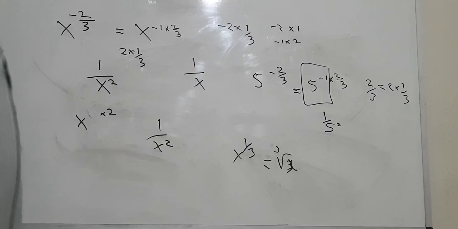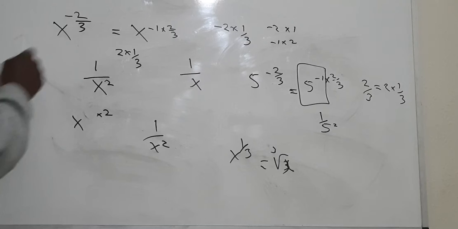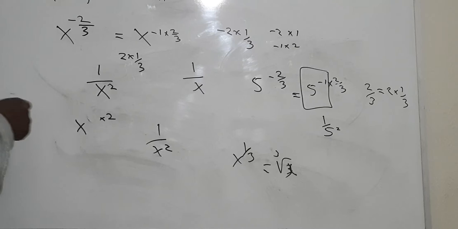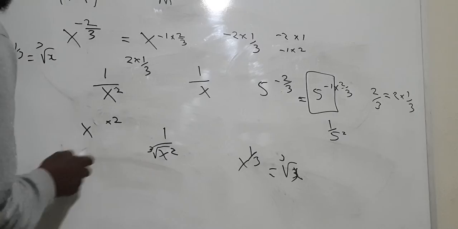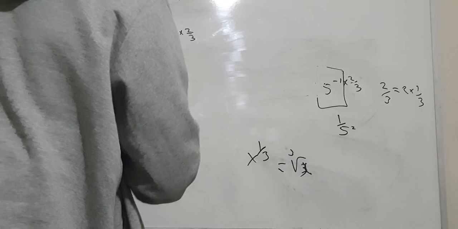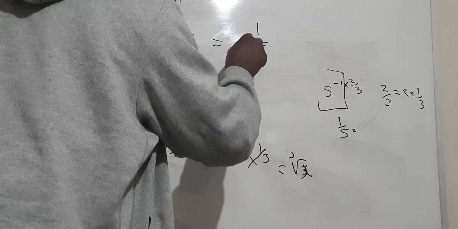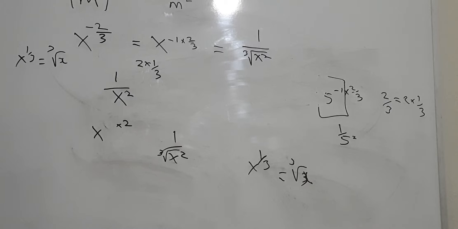Now, if we have cube root in this, because minus 2 we know is x squared, we have cube root in that one. So, when we have x to the power 1 third, we say it's cube root of x. We put cube root of x here. So basically this, after all the analysis, is the same thing as 1 over cube root of x square. You guys see? Yes.